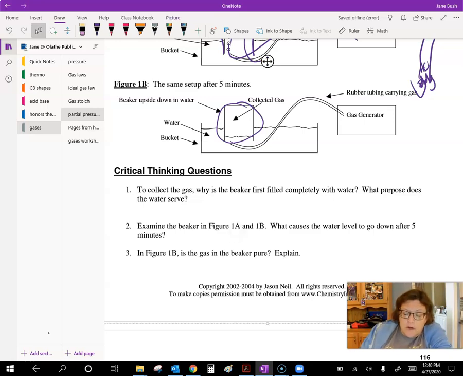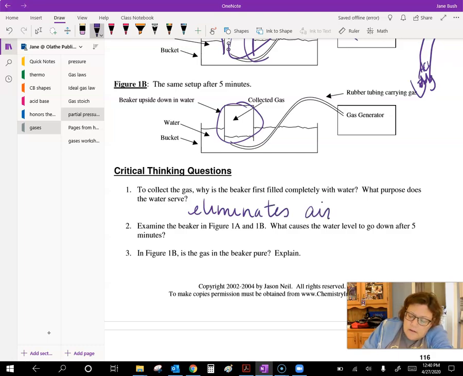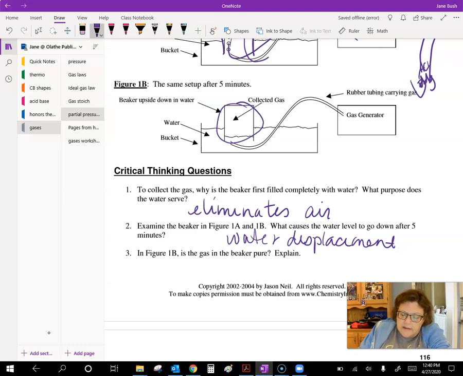Okay. So if we look at these questions, it says to collect the gas, why is the beaker first filled completely with water? Well, by doing that, it eliminates the air. The water basically keeps air from coming in there. So the only gases you collect are the gas that's being produced and the water vapor. What causes the water to go down in the beaker is water displacement. Thank you, Archimedes. And the gas is pure except for the minute amount of water vapor that is in there.